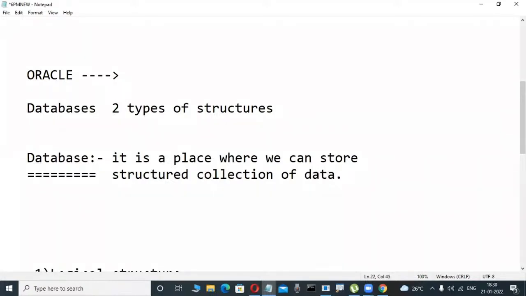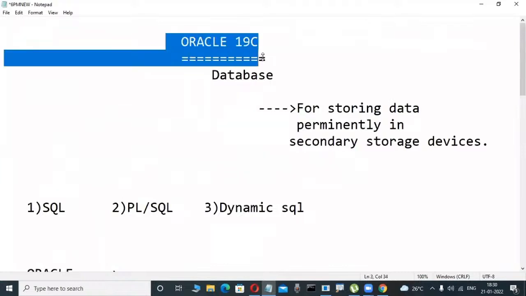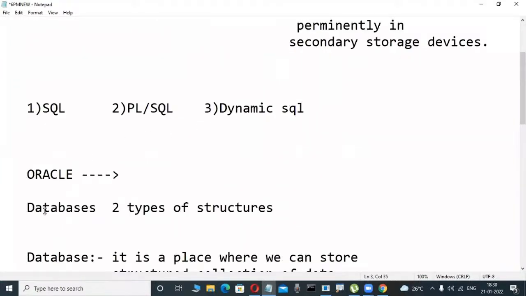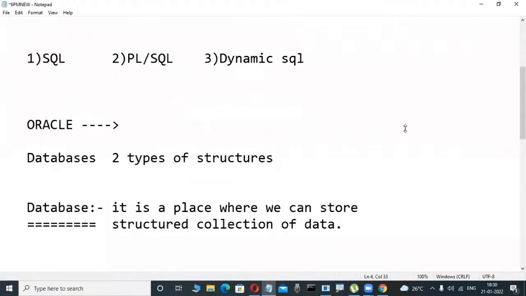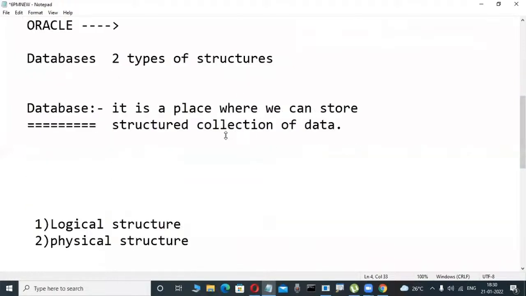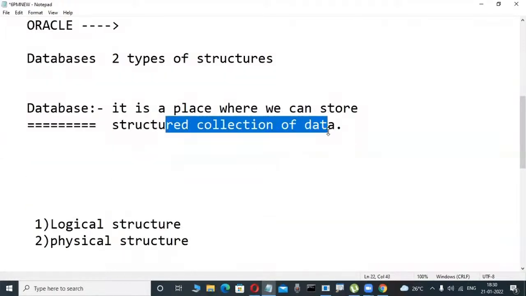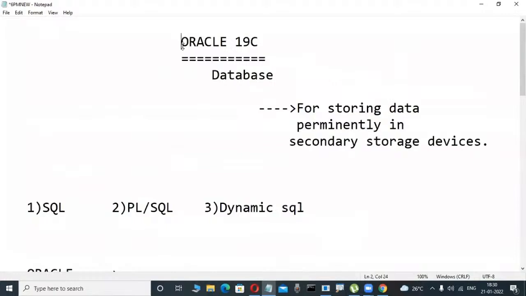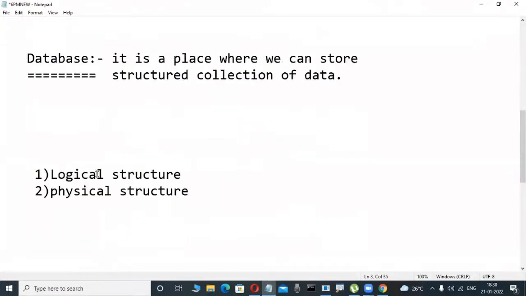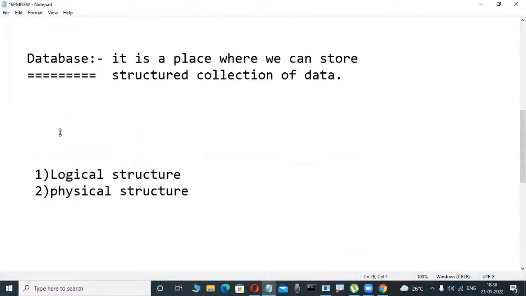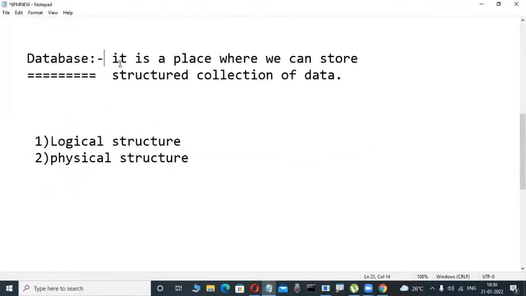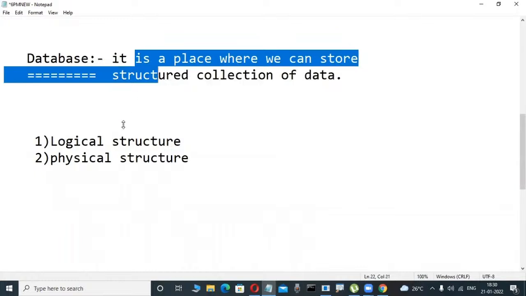Observe here. Whenever we install Oracle or any relational database software, what is the database actually? It is a place. Whenever we install this type of software, some place is automatically reserved on the hard disk. In that place we can store a structured collection of data. But whenever we install these softwares, two types of structures are there: logical structure and physical structure. This definition I am not explaining; you will understand it one of these days.